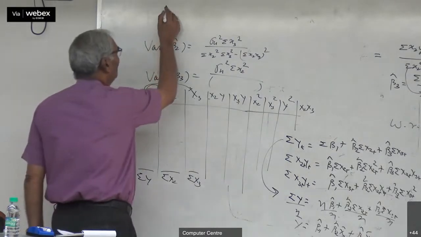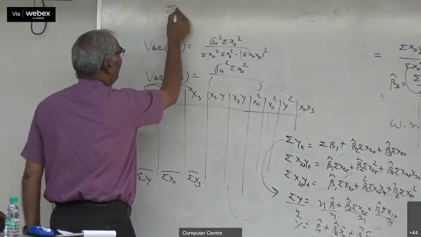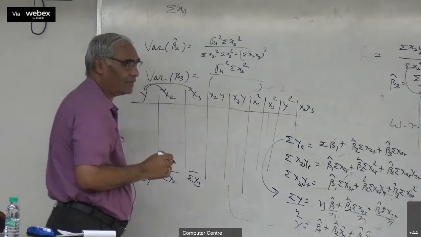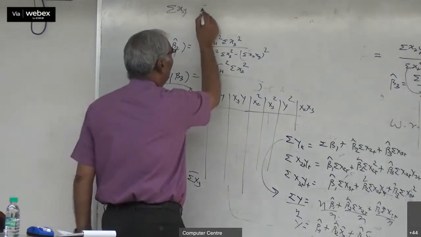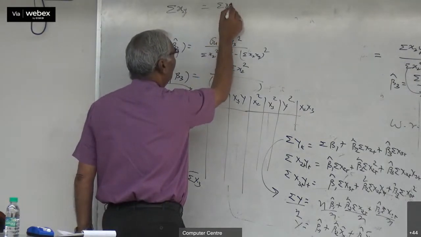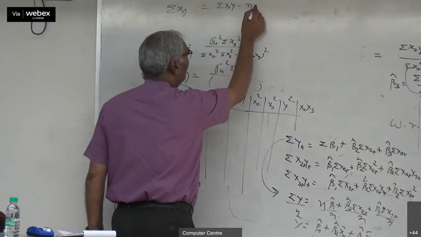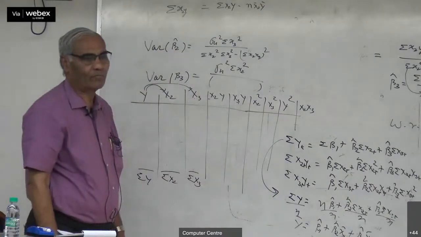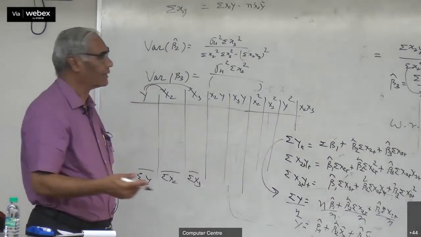For example, suppose you want summation x2y in deviation form. It will be summation capital X2 Y minus n times x2 bar y bar. You can easily convert them.